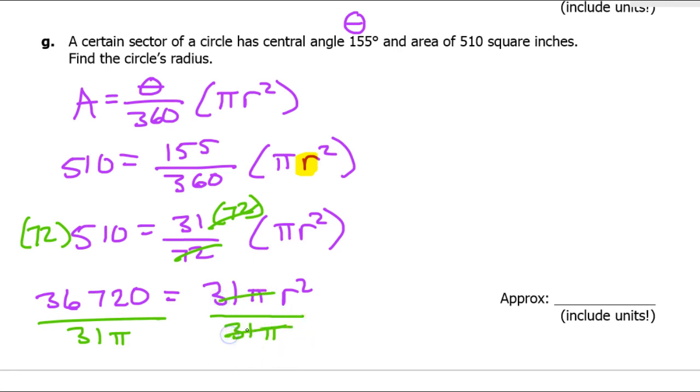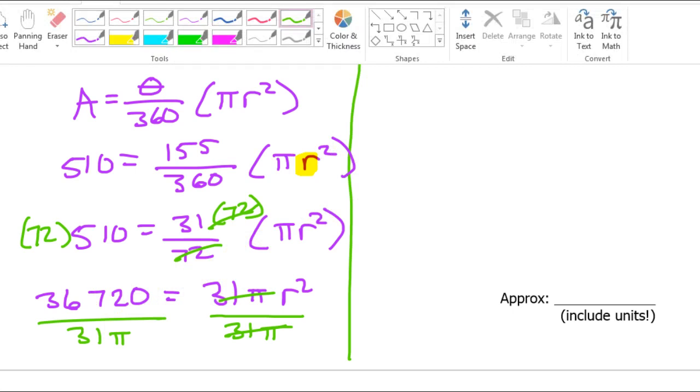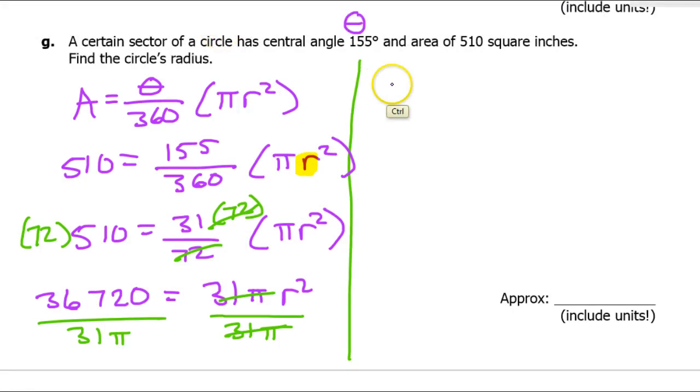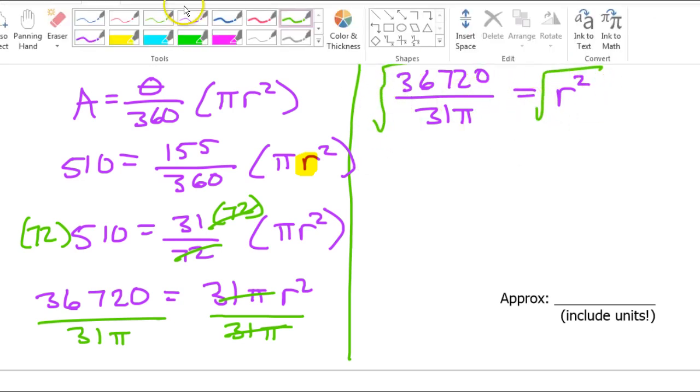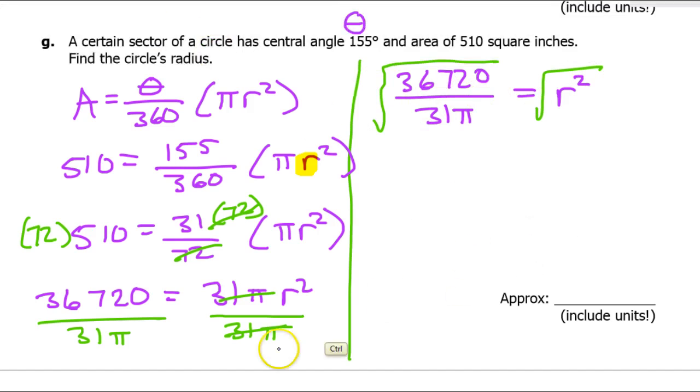Don't turn this into a decimal just yet, please, because there's one more step. This is not the final answer, so I don't want a decimal yet. Instead, let's just recopy this one more time. Right now I've got 36,720 over 31 pi, and that is equal to r squared. But I want to get r by itself, not squared. So I need to take the square root of both sides. That is going to give me the final answer.